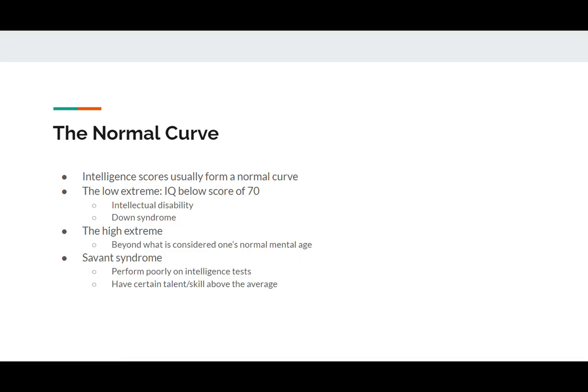And finally, we have Savant syndrome. Individuals with Savant syndrome perform poorly on intelligence tests and have serious intellectual disabilities. However, they have a certain talent or skill that is above average. An example of this is someone who can barely produce and understand language, but is a genius when it comes to mathematical calculations.